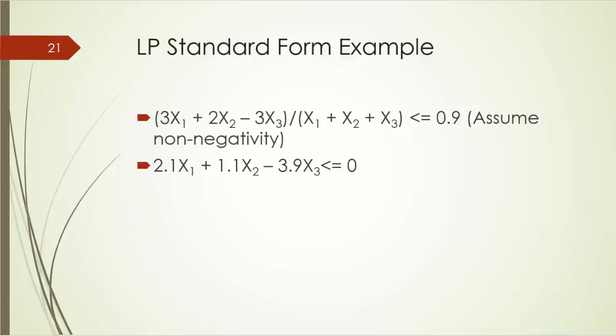2.1x1 plus 1.1x2 minus 3.9x3 less than or equal to 0. The standard form is much easier to handle in Excel. In our Blue Ridge example, the original algebraic model is already in its standard form. We'll then dive into Excel modeling directly.